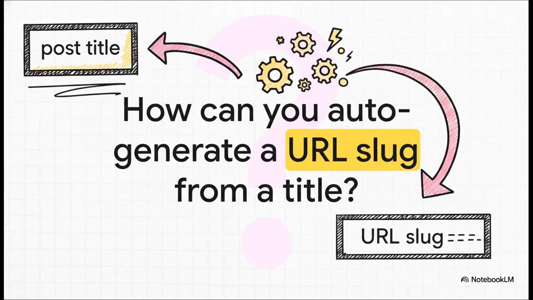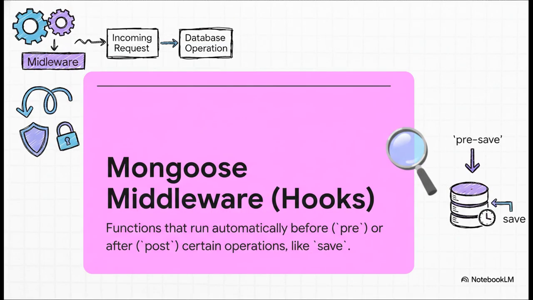Okay, next up on our cool features list, automatically creating a nice, clean, URL-friendly slug from the post's title. So our URLs look good and are great for SEO. To pull this off, we're going to use Mongoose middleware, which you'll also hear called hooks. Basically, they let us hook into the lifecycle of a document. We can run our own custom code right before an operation like save or right after. And for generating a slug, a pre-save hook is absolutely perfect.